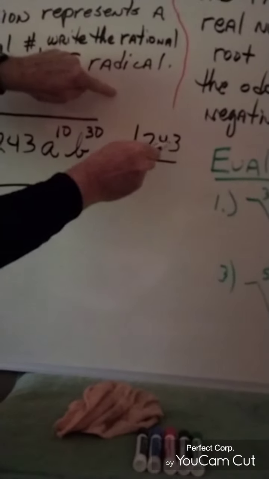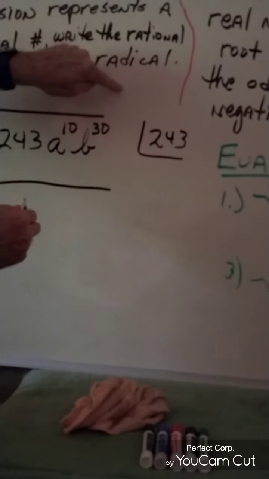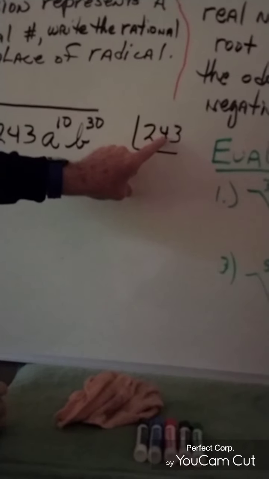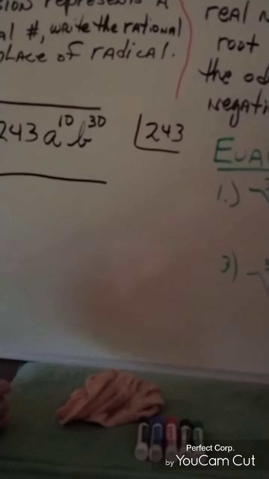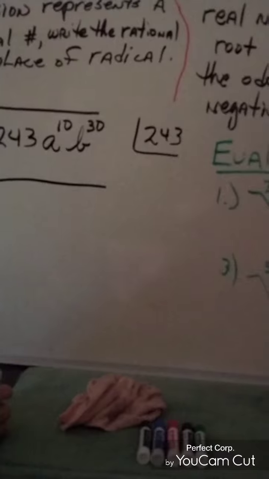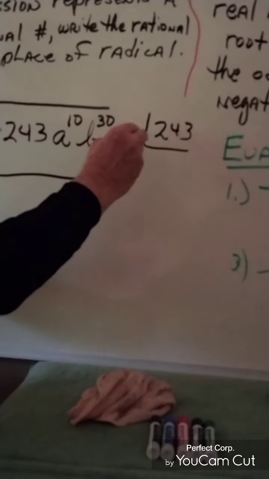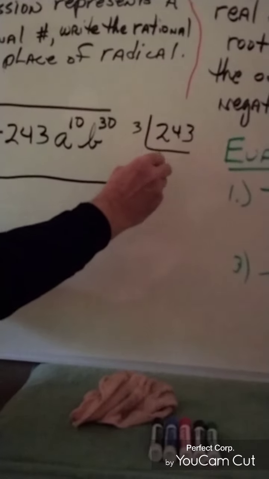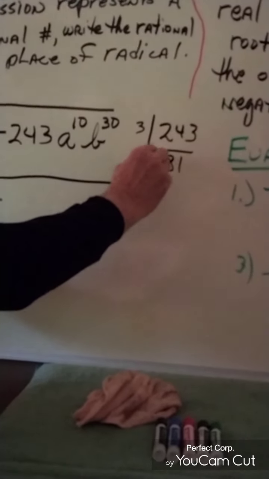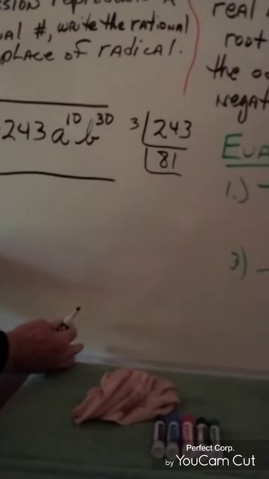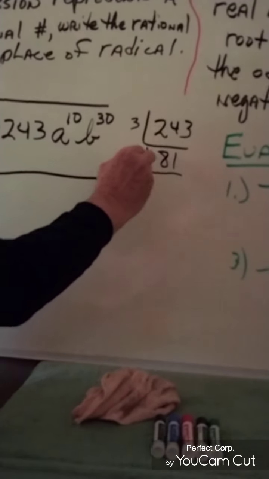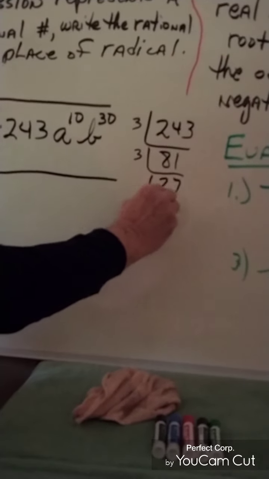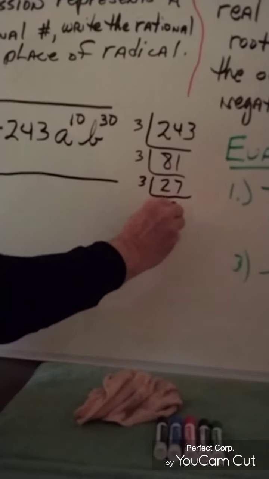We can't prime factor that by 2 because it's odd. But let's check 3. 2 plus 4 is 6. 6 plus 3 is 9. 3 divides into 9 evenly. 3 will divide into 243. 3 will go into 243, 81 times. We can do it by 3 again. 3 will divide into 81, 27. Again. And again.